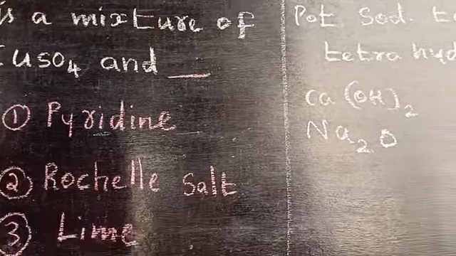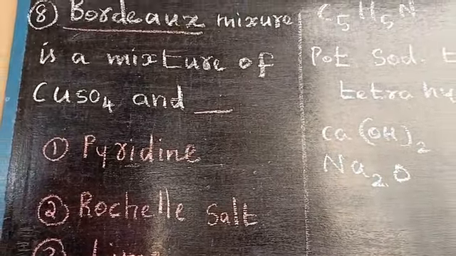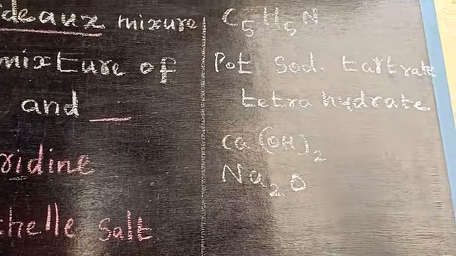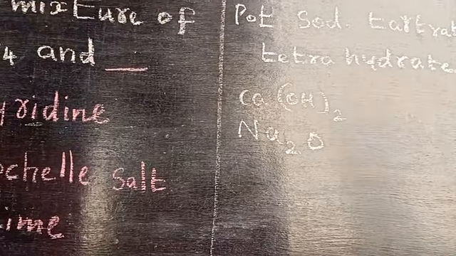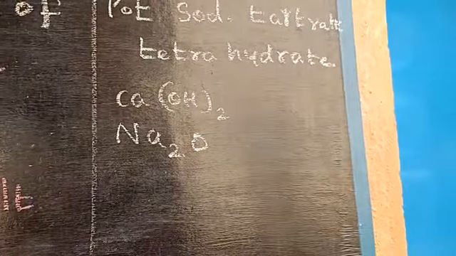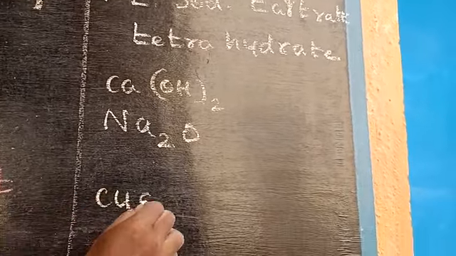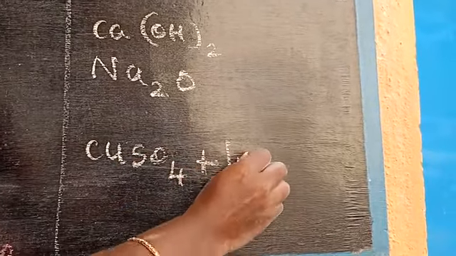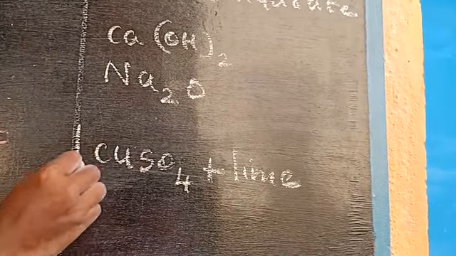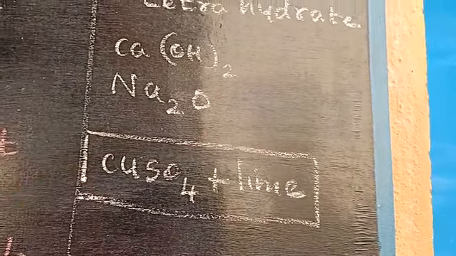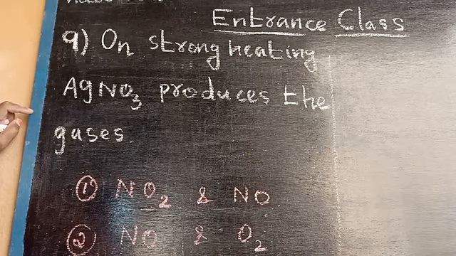So now, first, what is the Bordeaux mixture? Bordeaux mixture means it is the mixture of copper sulfate and lime. This one is used as a fungicide. So copper sulfate, CuSO4, and lime. The lime formula is calcium hydroxide. So this mixture is known as Bordeaux mixture. So what is the correct option? That is the third one, lime. Okay. Next question.